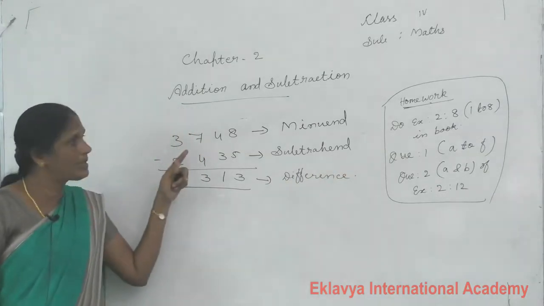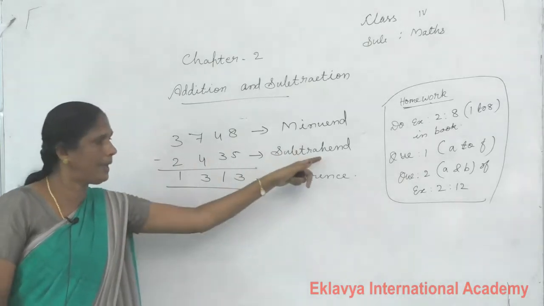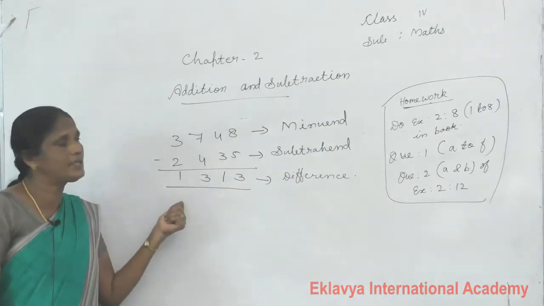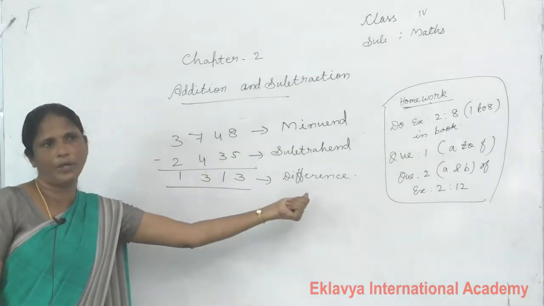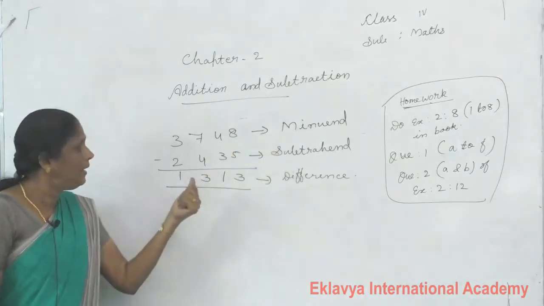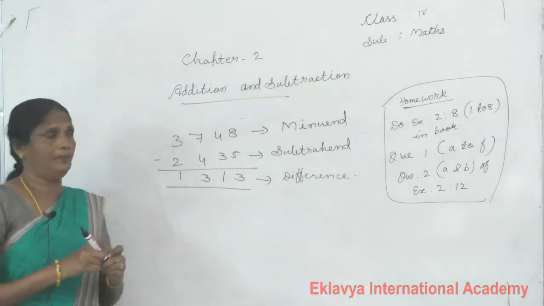The bigger number is called minuend, the smaller number is called subtrahend, and the result of the two numbers is called difference. Okay, the subtracting result is called difference. Then we write a formula.